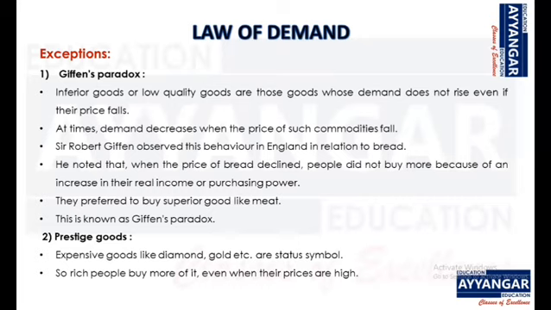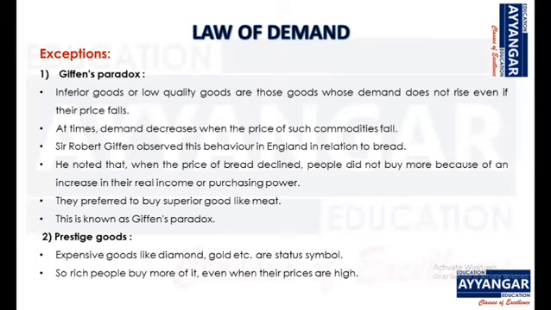Sir Robert Giffen observed this behavior in England, in relation to bread. He noted that when the price of bread declined, people did not buy more, because of an increase in their real income or purchasing power. They preferred to buy superior goods like meat. So whatever money was left after buying the bread, the consumers preferred to buy other goods, like meat, as shown here.